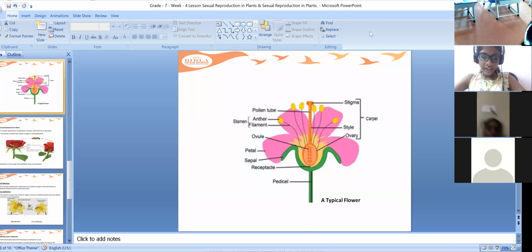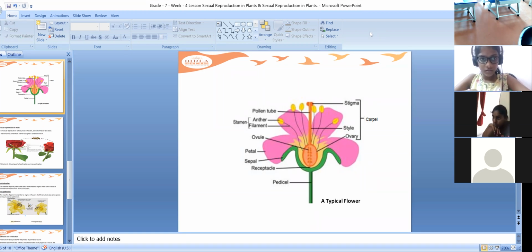Understood? The pollen grain transfers from anther to stigma. How can it go from stigma to anther? Because stigma is the tube here, isn't it?